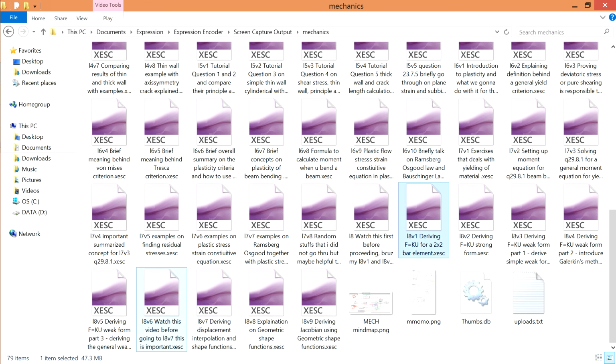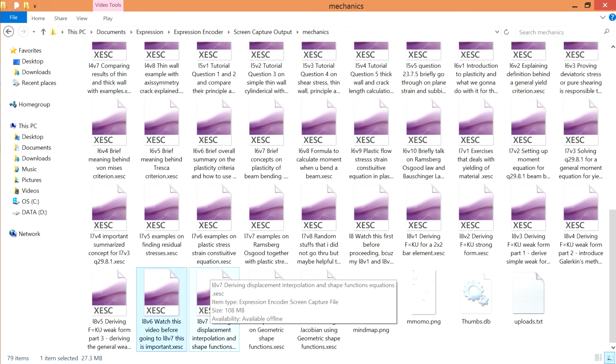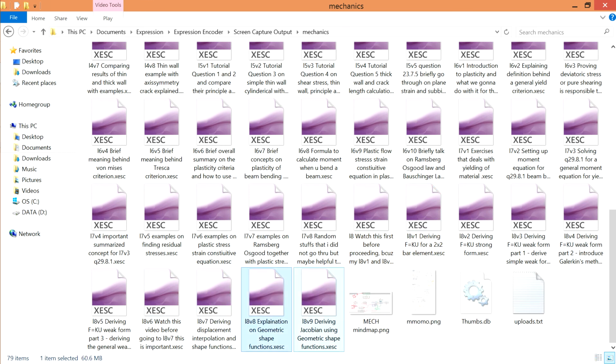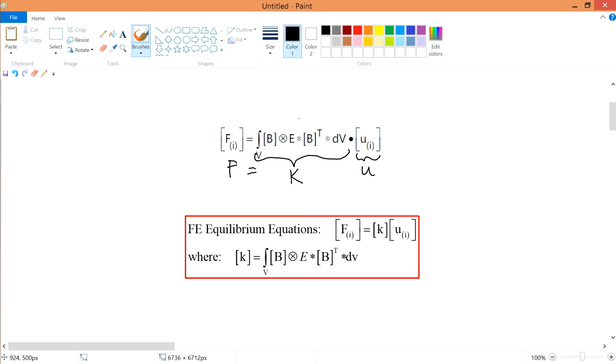Alright, and then later on we went on to tell you about the displacement interpolation, the geometry shape function and the Jacobian, trying to prove certain things so that you better understand, and therefore we can finally derive K in our case as EA over L. In other cases we will have different stiffness matrices, but in our case we'll use what we have learned to derive EA over L. So we're going to pull out this K and bring it over here.